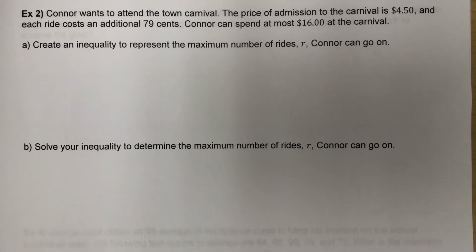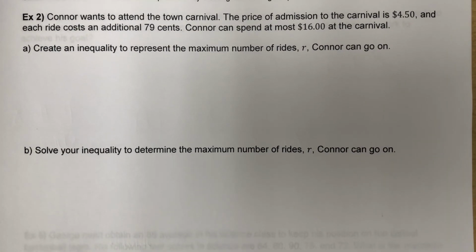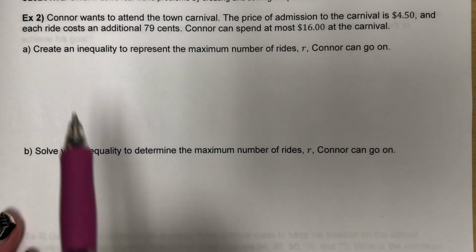All right, let's look here at number 2. Connor wants to attend the town carnival. The price of admission to the carnival is $4.50, and each ride costs an additional 79 cents. Connor can spend at most 16 bucks. Part A, create an inequality to represent the maximum number of rides Connor can go on. All right, so the first thing I want to do is just go through and cube this question. All right, so I want to identify what's important.